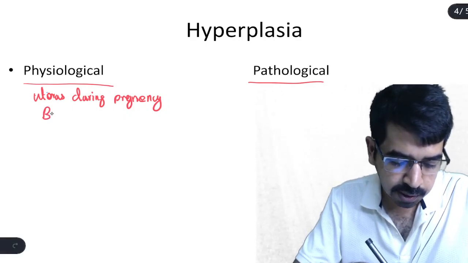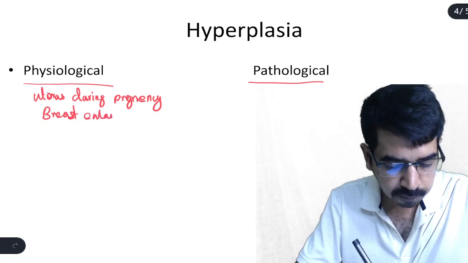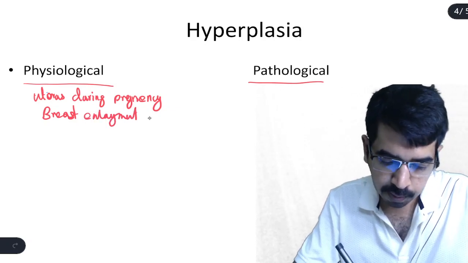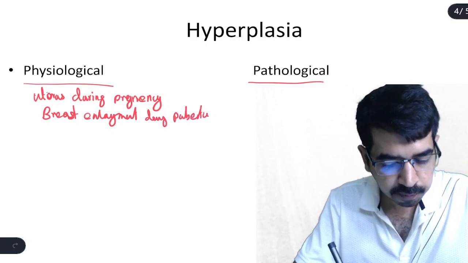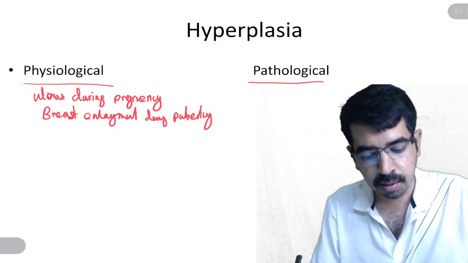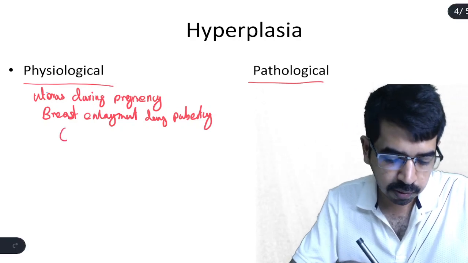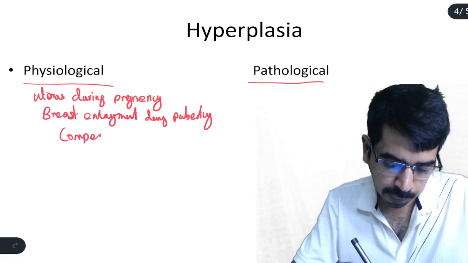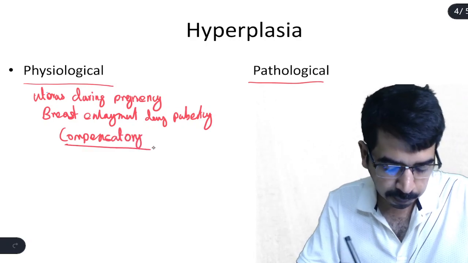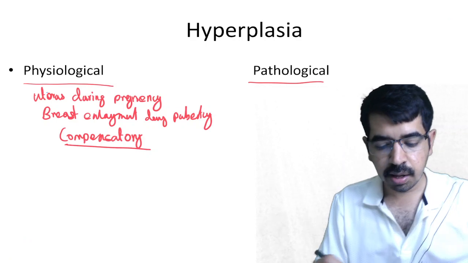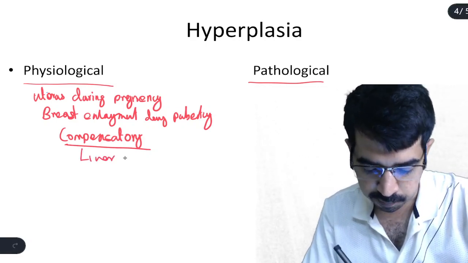Then breast enlargement during puberty. That is an example for hormonal hyperplasia. During puberty, under hormonal stimulation, the breast can be enlarged. That is an example for hyperplasia. Then we have something called compensatory hyperplasia. The examples of compensatory hyperplasia include liver regeneration following injury.